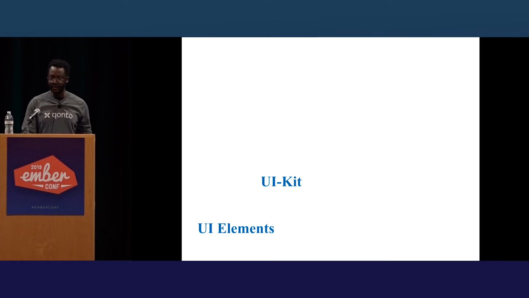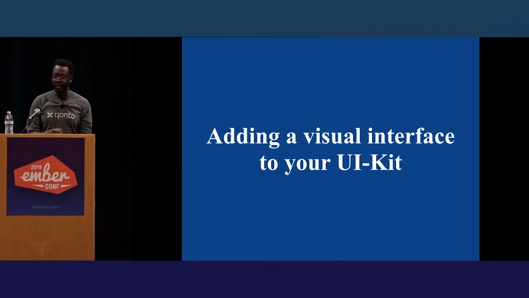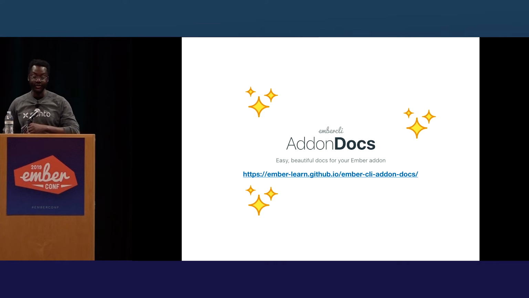So do we have a UI kit yet? No, we don't have a visual way to see our components. We've added them all to our add-on, but we cannot see them. Ember helps again there. So how do we add a visual interface to your UI kit? Introduce Ember CLI Add-On Docs, an add-on you might have heard about, or maybe not, but I really like that. I find it really, really useful.